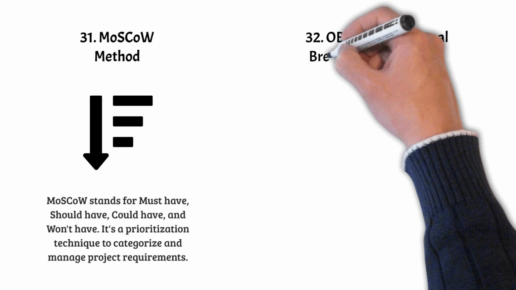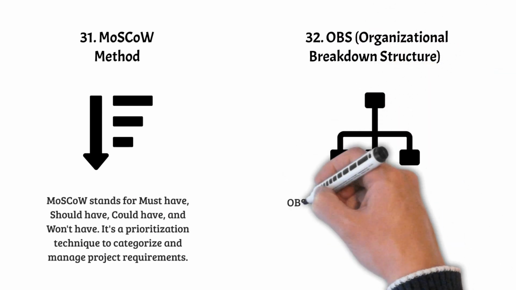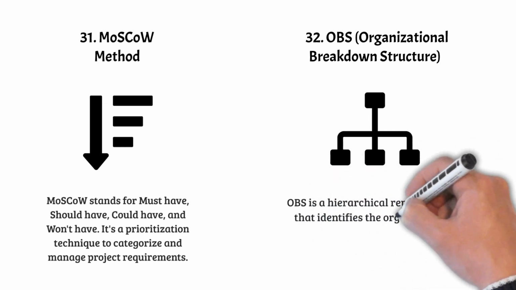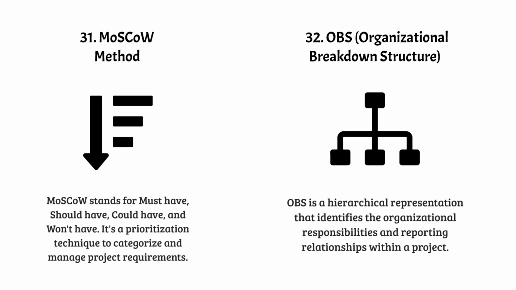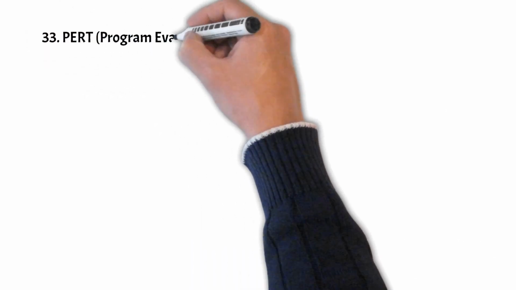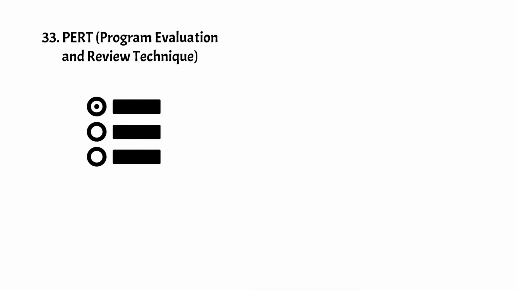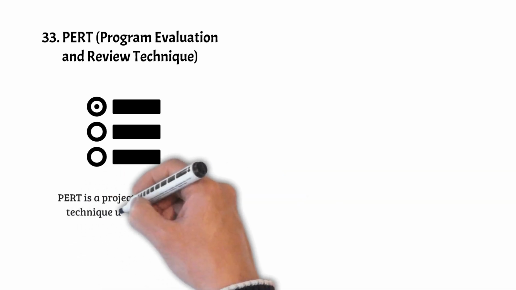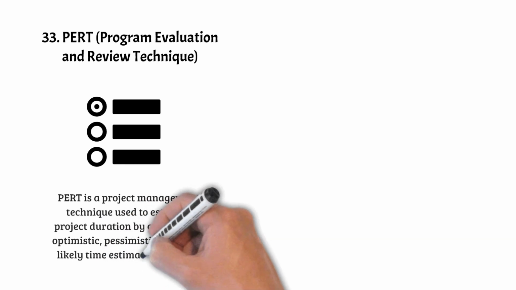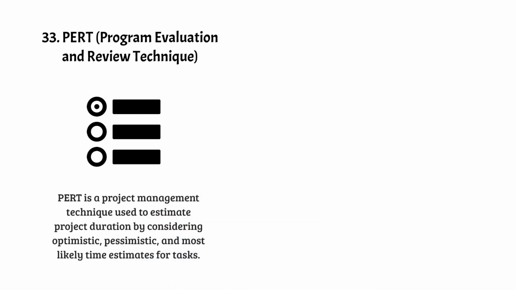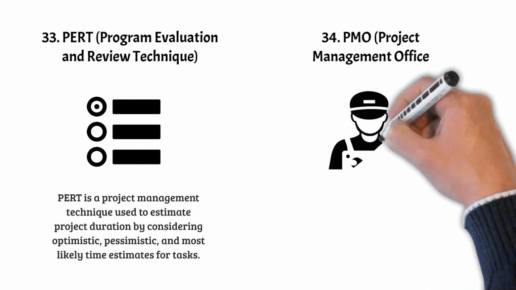32. OBS, Organizational Breakdown Structure. OBS is a hierarchical representation that identifies the organizational responsibilities and reporting relationships within a project. 33. PERT, Program Evaluation and Review Technique. PERT is a project management technique used to estimate project duration by considering optimistic, pessimistic, and most likely time estimates for tasks.